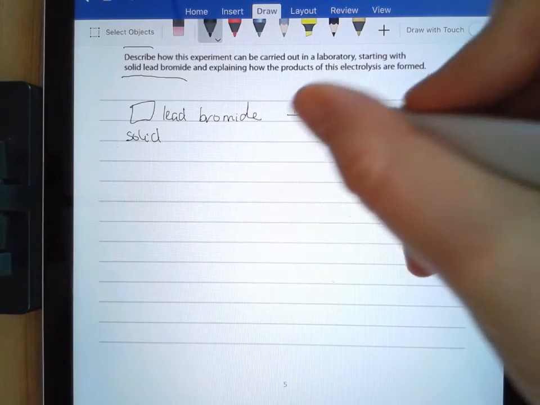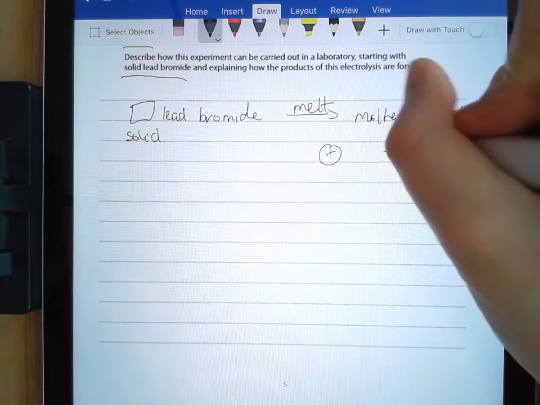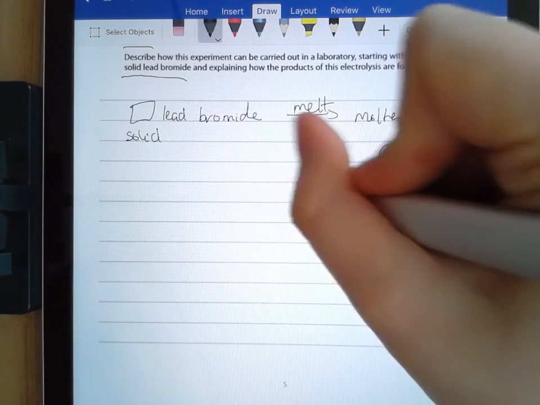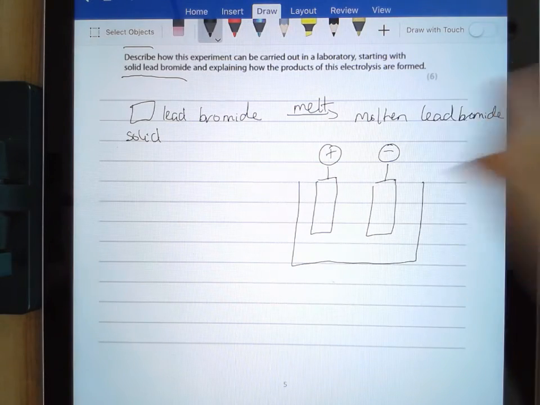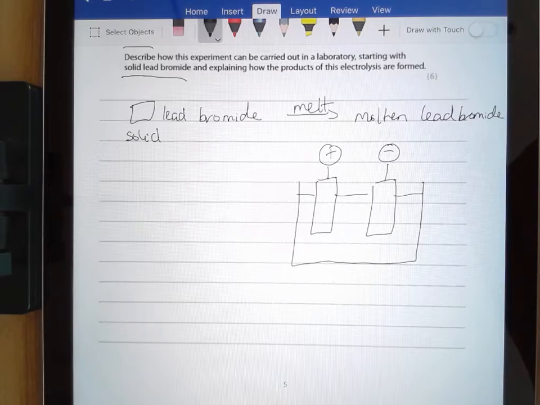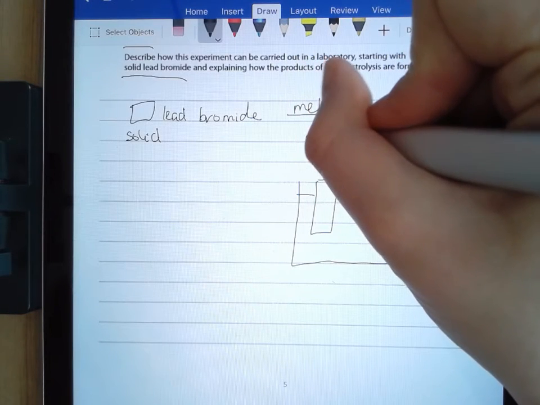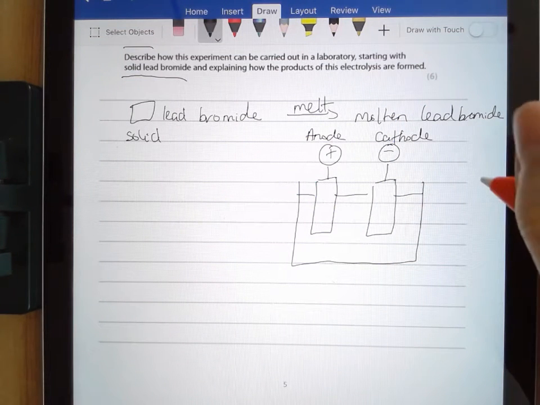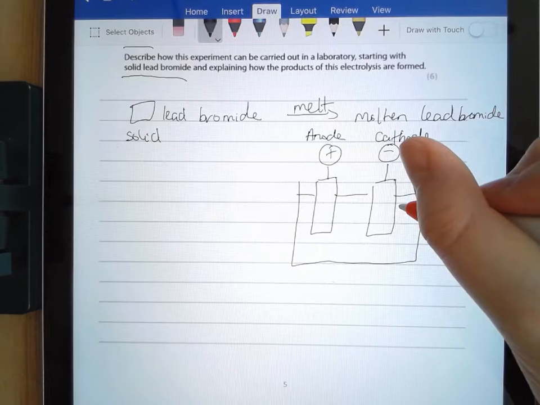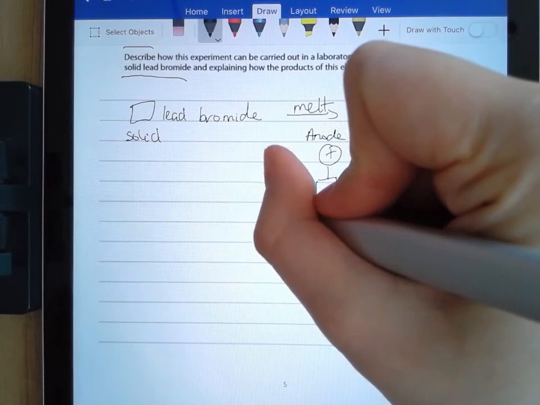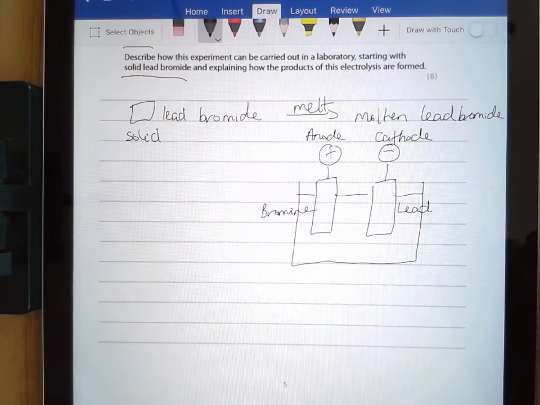Okay, so if I were to draw a little diagram, if you know how to draw these diagrams, then draw it and you'll get lots of marks for it. Okay, so I've got my molten lead bromide in there. Positive is the anode, negative is the cathode, and at the cathode the metal is going to form, so I'm going to get lead, and at the anode the non-metal is going to form, and I'm going to get bromine forming at the anode. Okay, that diagram will pick you up quite a few marks.